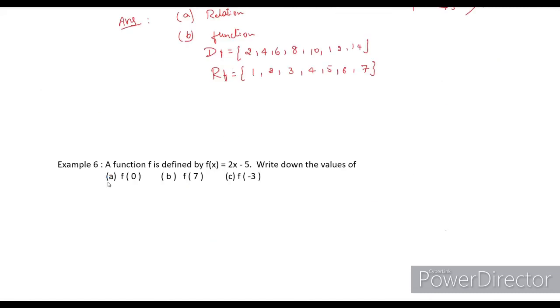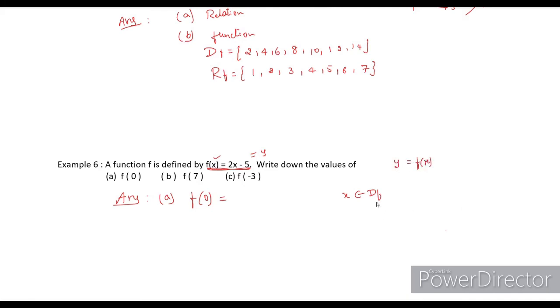One more example. A function is defined by f of x, and how is the function defined? 2x minus 5. Function is a special relation with conditions. So write down the values of f of 0, f of 7 and f of minus 3. So let us write the value for f of 0. Now when we say f of 0, how is the function in general written? F of x. Where does x belong to? X always belongs to the domain set, an independent variable. Now this is nothing but y. Always we write it as y is equal to f of x.